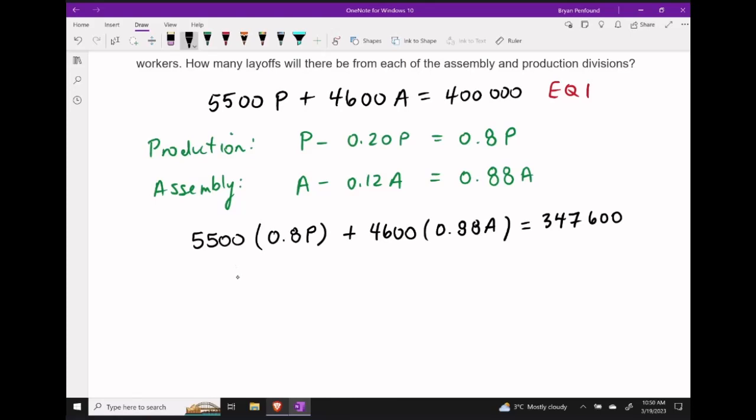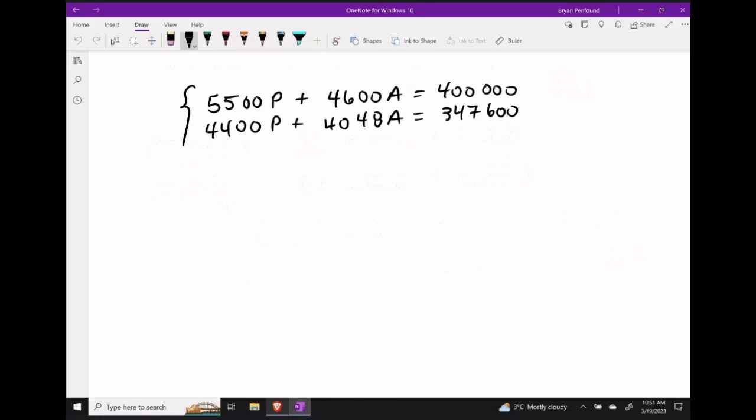Let's take some time just to simplify this equation a little bit. 5,500 times 0.8 should be 4,400. And 4,600 times 0.88 should give us 4,048. Let's refer to this equation as equation number 2. So what I've done here is I've combined equation 1 and equation 2 into a system of linear equations. And our next goal is to try to determine the values of P and A that make these equations work. Since it's not going to be relatively straightforward for us to isolate either A or P, I don't think the substitution method is the way to go.